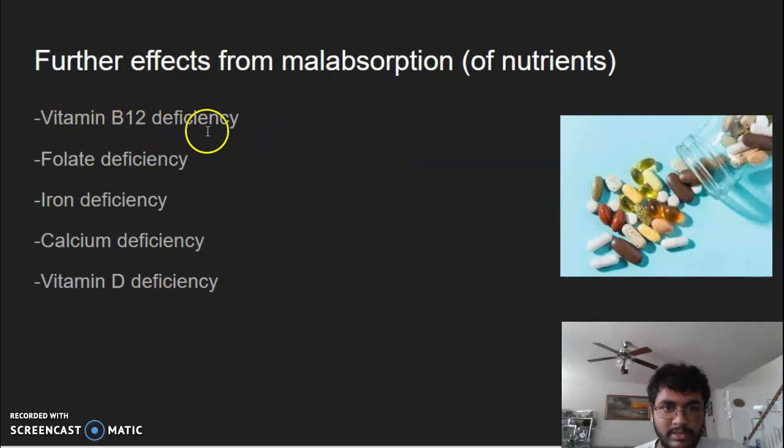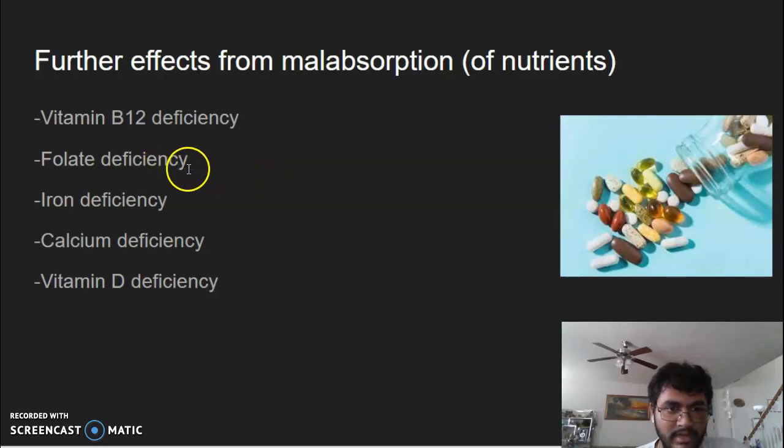So first is vitamin B12 deficiency. This leads to macrocytic anemia, which is when the red blood cells are too large and they're not well developed in terms of oxygen delivery. And in this case of B12, this leads to neurological symptoms and even fatigue and depression.